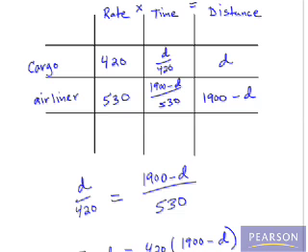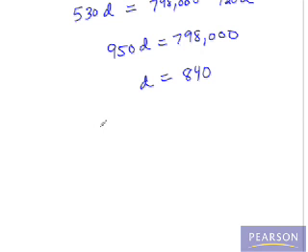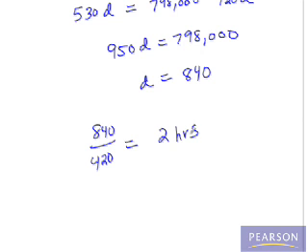So we'll take our answer of 840 divided by 420, and 840 divided by 420 is equal to 2. So the final answer to this problem, how long does it take for the two planes to become 1900 miles apart? That answer is 2 hours.